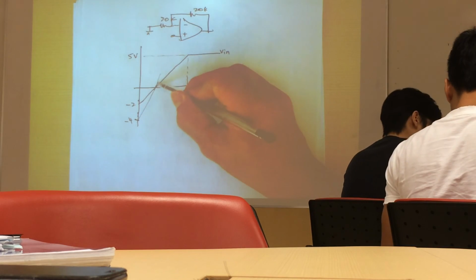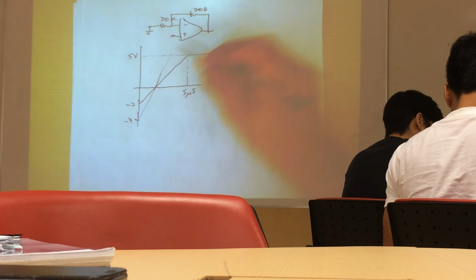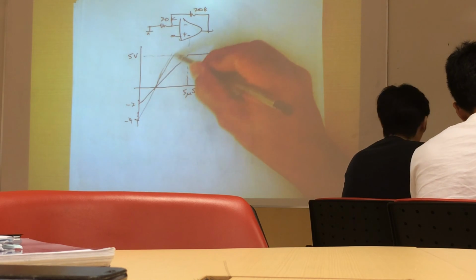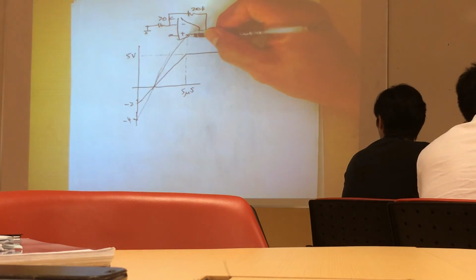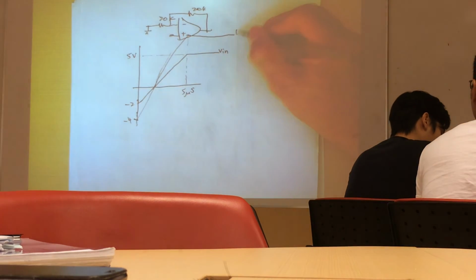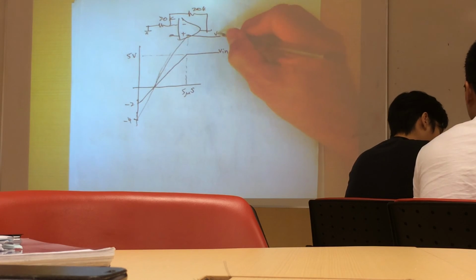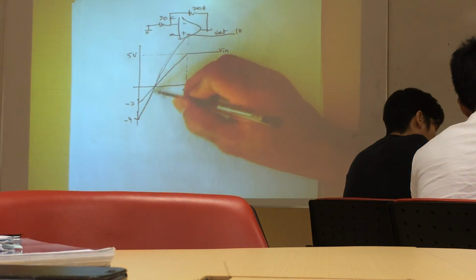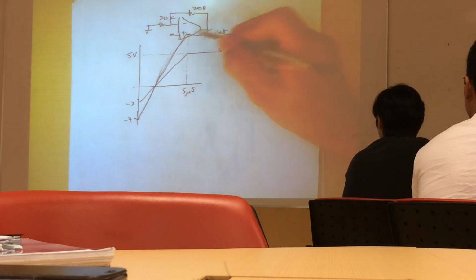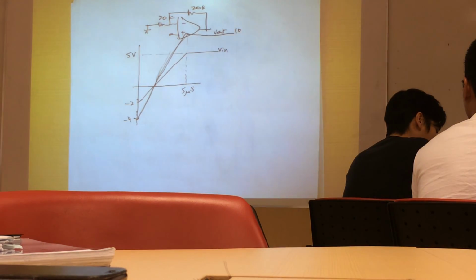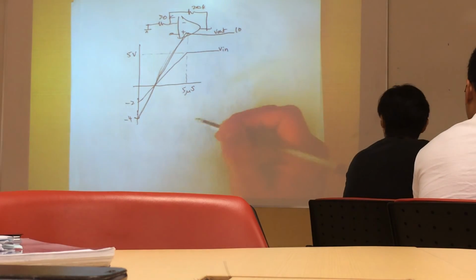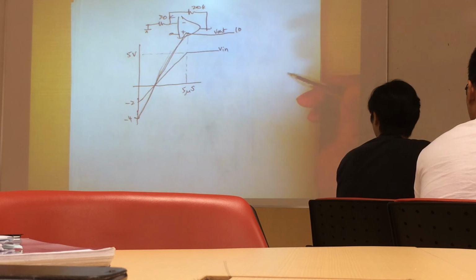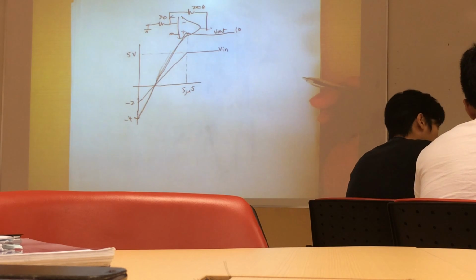When the input is 5 volt, the output will be 10 volt. So it's somewhere here. And this guy will go all the way to this. And then you will flatten out again. And this is at 10 volt. This is your V out. Okay. So this is your V out. This is your V in. So you want to find out whether this output will it be distorted or not.